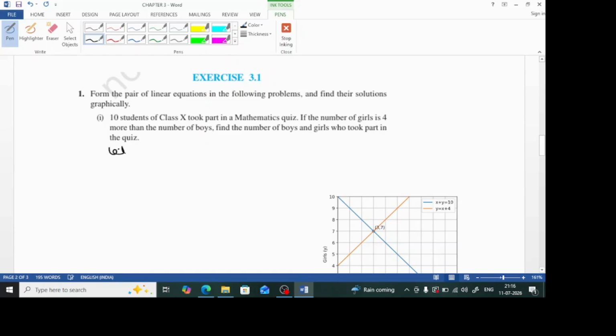Let the number of boys be x and the number of girls be y. Now, according to the question, we will form the equations. Total number of students is 10, which means boys and girls together make a total of 10 students.